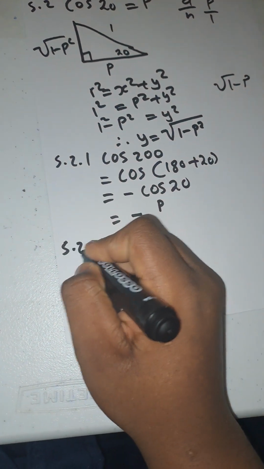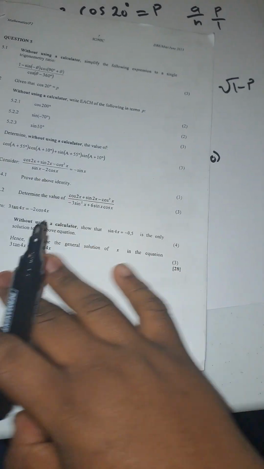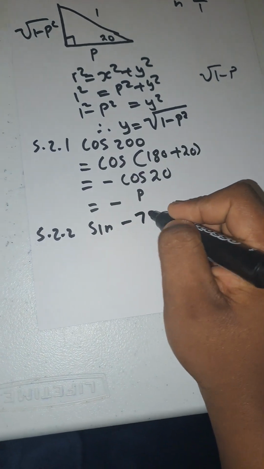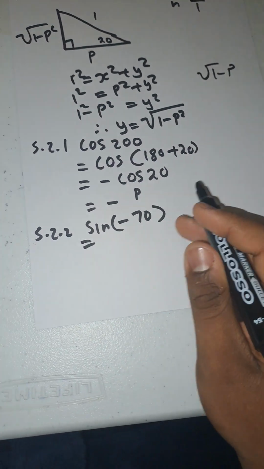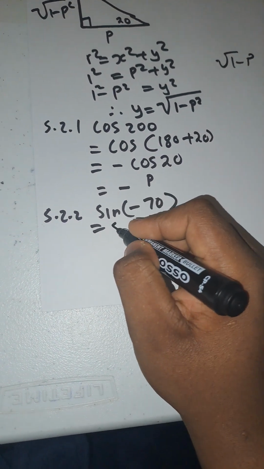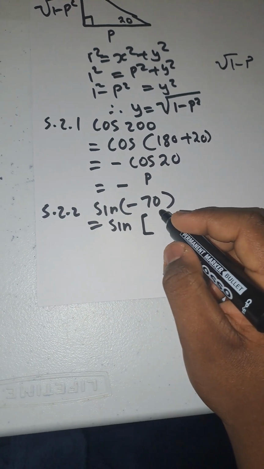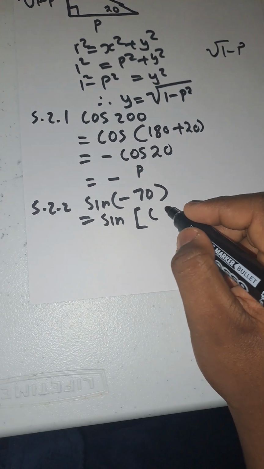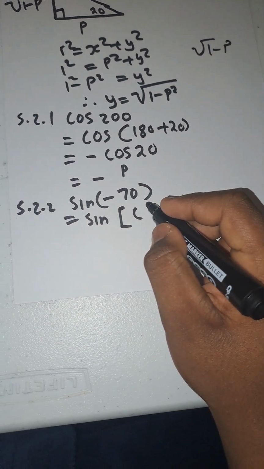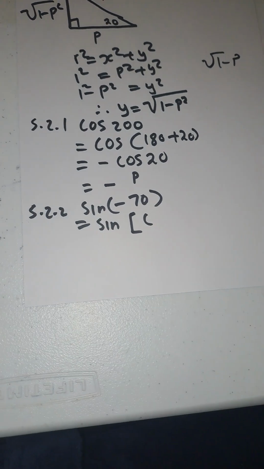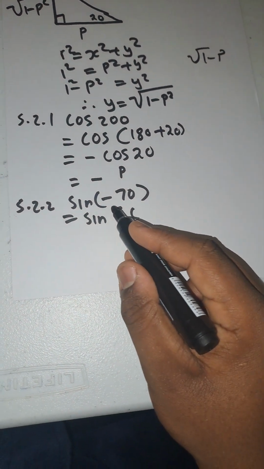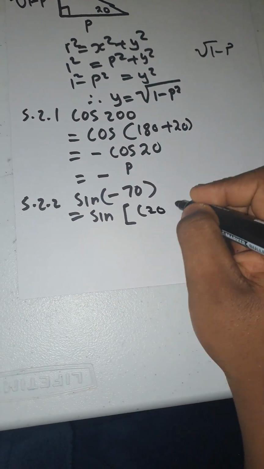So 5.2.2. They are saying sine of negative 70. So now you have to be careful there. We have sine of negative 70. At the same time, remember to add your 20. So now it's going to be sine, let me make a bigger bracket there. Let me check. Oh, it is negative 70. So I can use 90 and 20, but since it is negative 70, I'm going to say 20 minus 90.